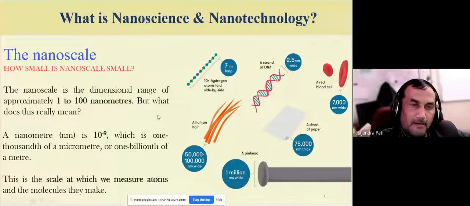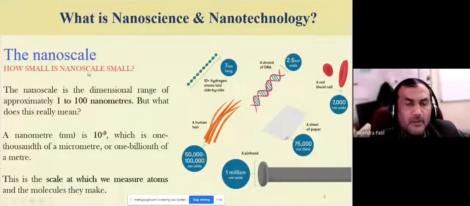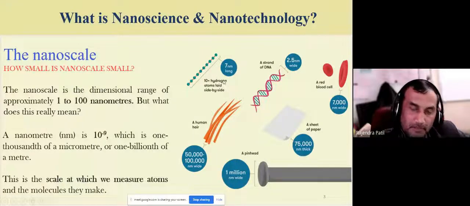Well, how small is the nanoscale, or how small is the nanomaterial? Nanoscale is a dimensional range which is approximately 1 to 100 nanometer. So what does it mean? Take an example of a few of the pictures.